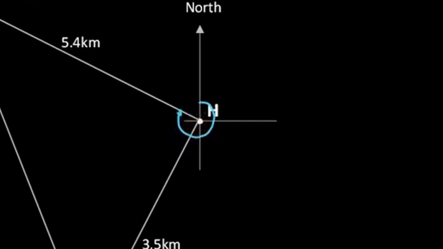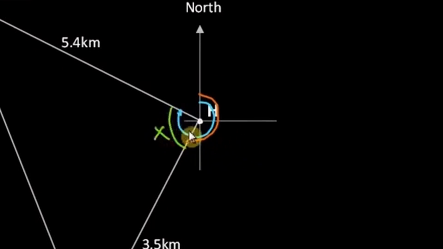And next we identify the bearing S from H, which is 185 degrees. So we move all the way from north again in a clockwise direction, and we end up here touching the line going from H to S. So these are the bearings that we are given in the first instance. So the question is asking us to find this angle, which I'm going to denote here as X.